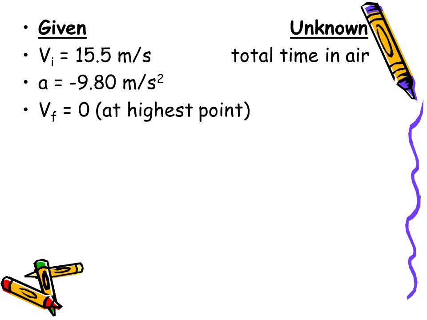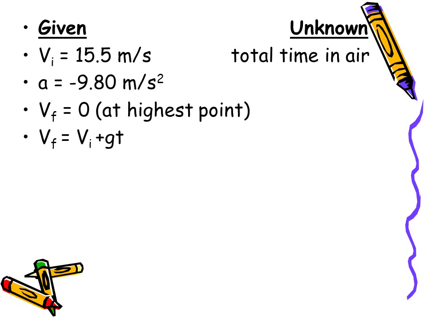Next, I want to find the total time the ball spent in the air. But remember, I'm only looking at half the path of motion from the time it left the hand at 15.5 meters per second until the time it reached the final velocity of 0 at its highest point. So I find the time it takes to go from the initial velocity to the final velocity, and that will give me the time up, and then I will double it to get the total time in the air.